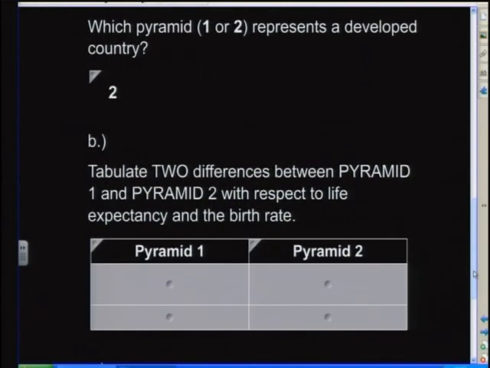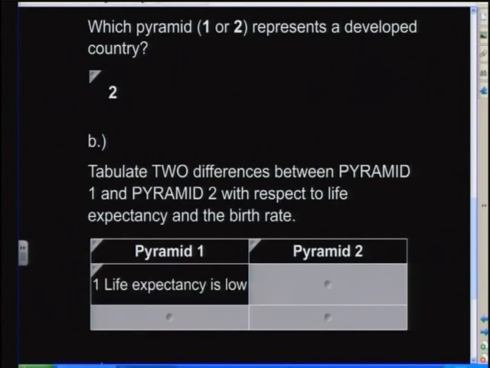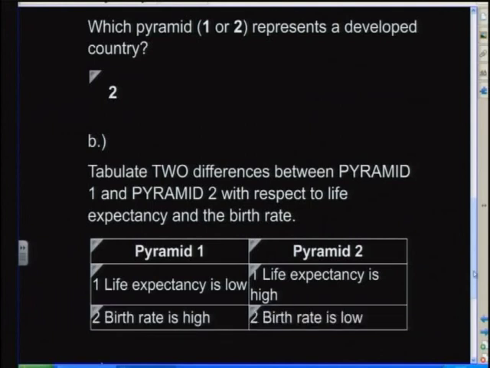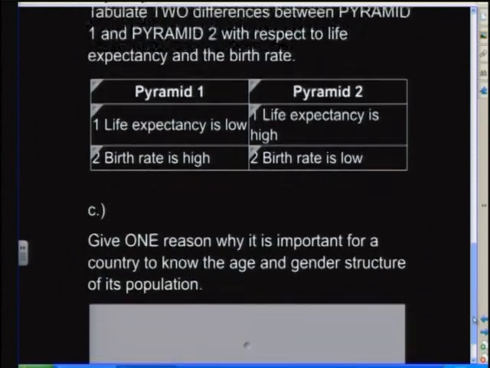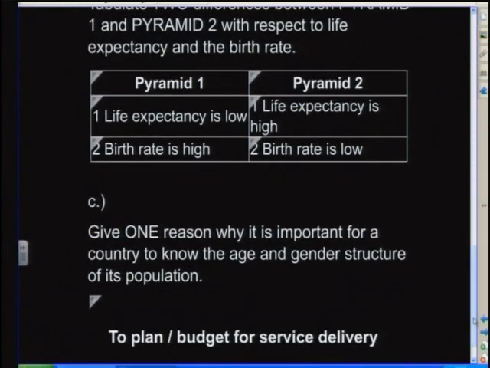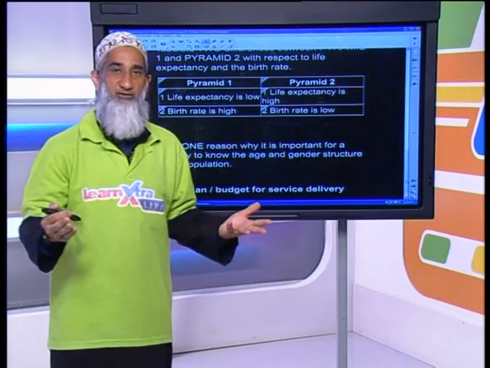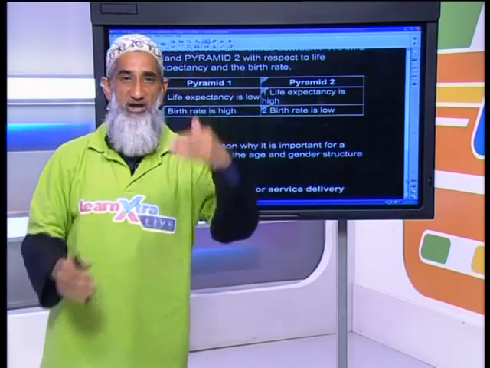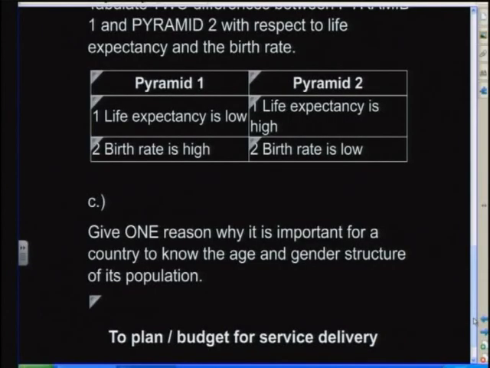Tabulate 2 differences between pyramid 1 and 2. Pyramid 1, life expectancy is low, 2 high. Birth rate is high. Look what I was telling you earlier in terms of that. And the last question says, give one reason why it is important to know the age, gender, population. We have to plan, we have to budget. If we don't know what is our distribution, how many males, how many females, how many in this case, how do we plan for those different things?